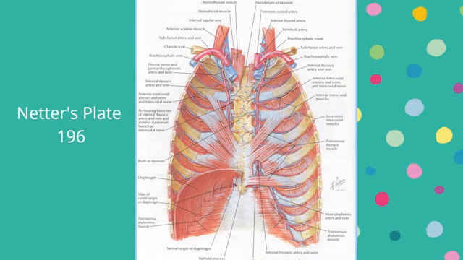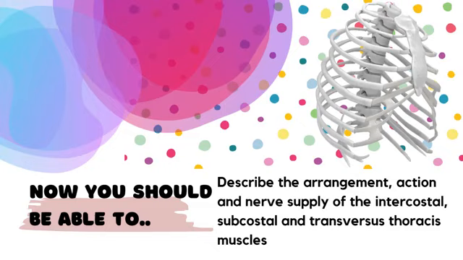So now you should be able to describe the arrangement, action, and nerve supply of the intercostal, the subcostal, and the transversus thoracis muscles.